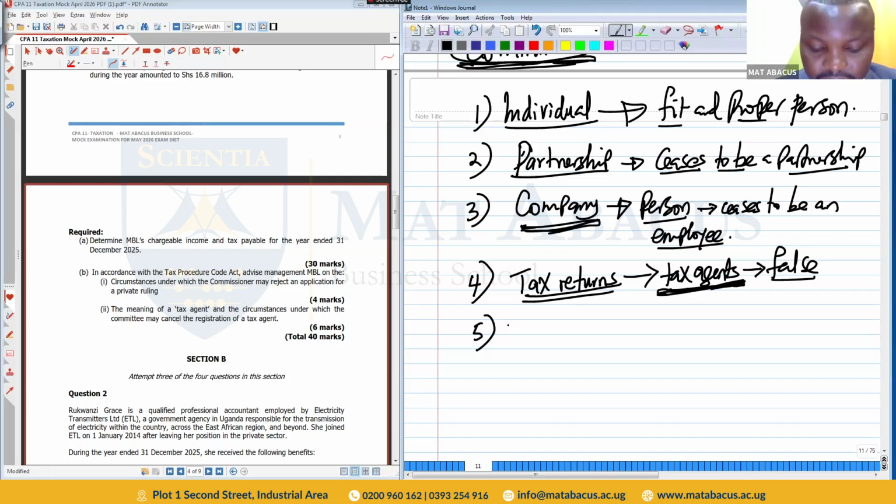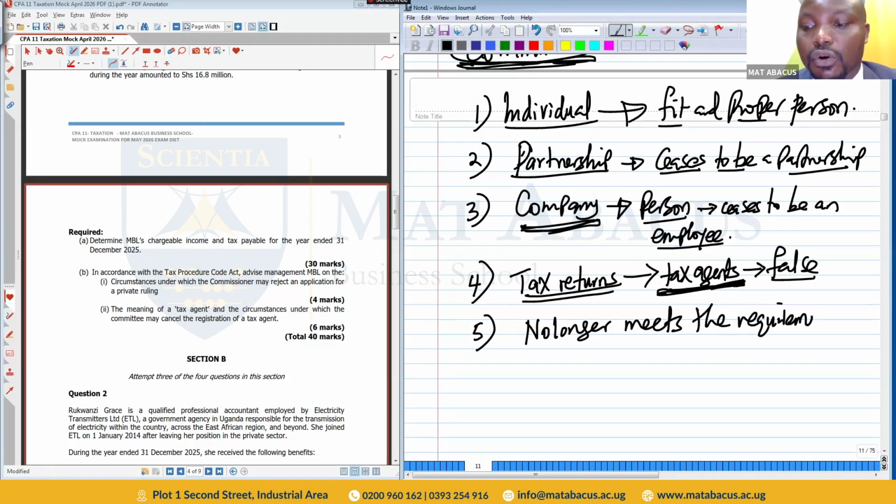5. Where the tax agent no longer meets the requirements for registration. So then there also your registration would be cancelled. So majorly, those are the areas.